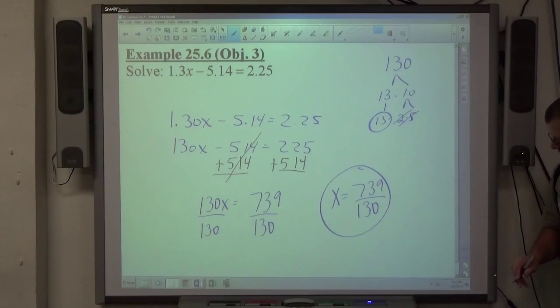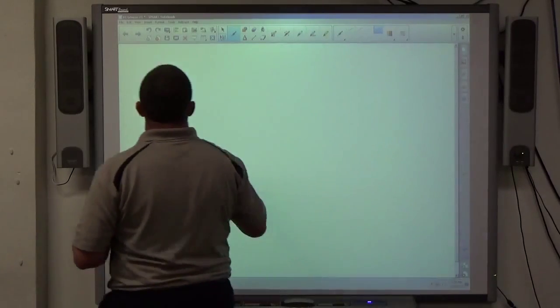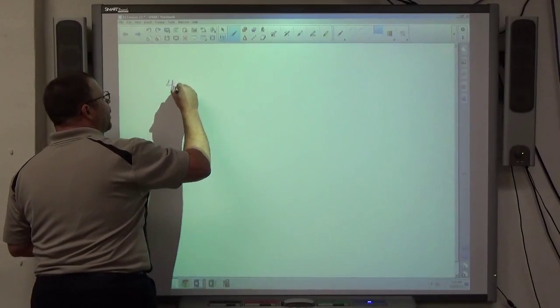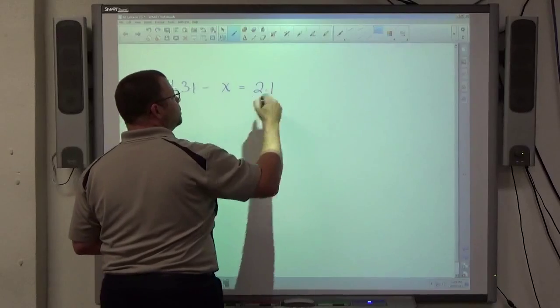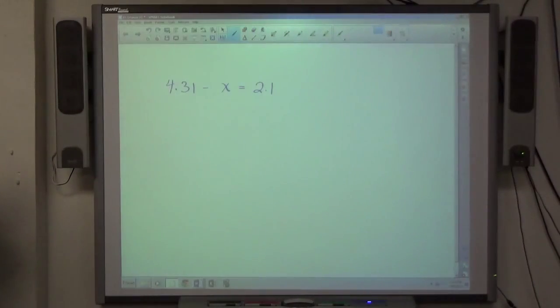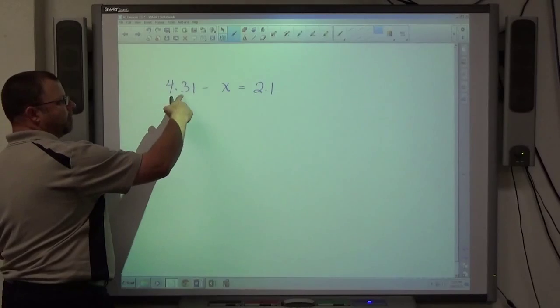Okay, real quick, just before you start your stuff, let me just give you a couple scenarios when these decimal and fraction problems get a little weird on you, how to handle them. So let's look at this one. 4.31 minus x equals 2.1. That doesn't look any weirder than the last one, does it? What's the most number of decimal places in that problem? 2. Okay. How many does this have? 2.